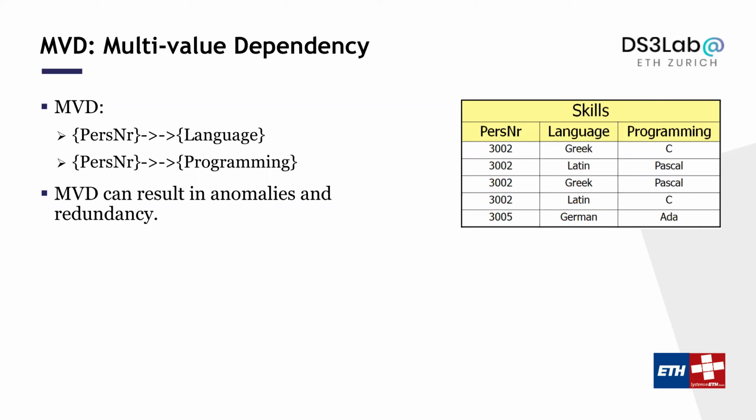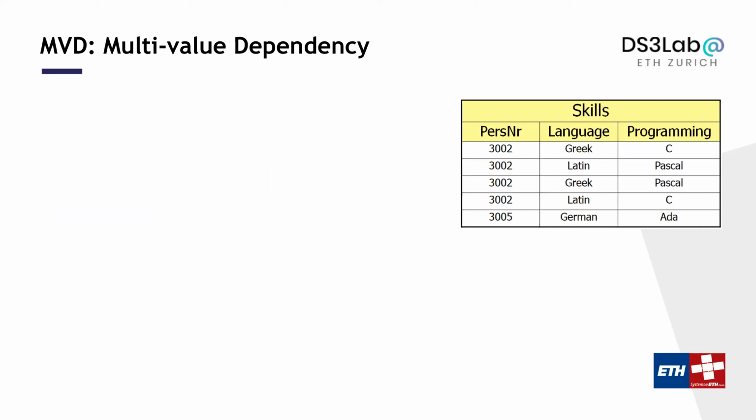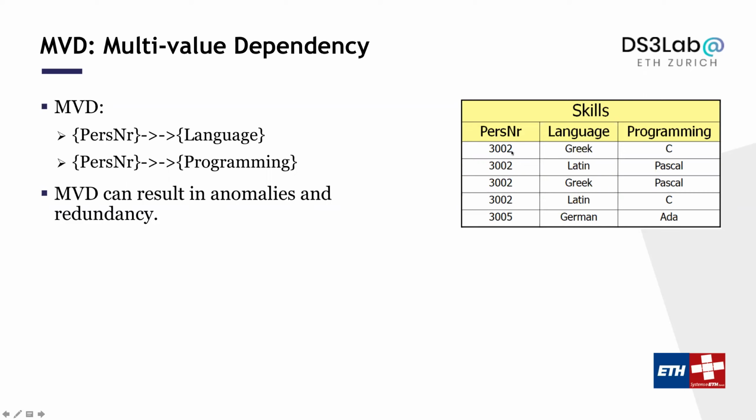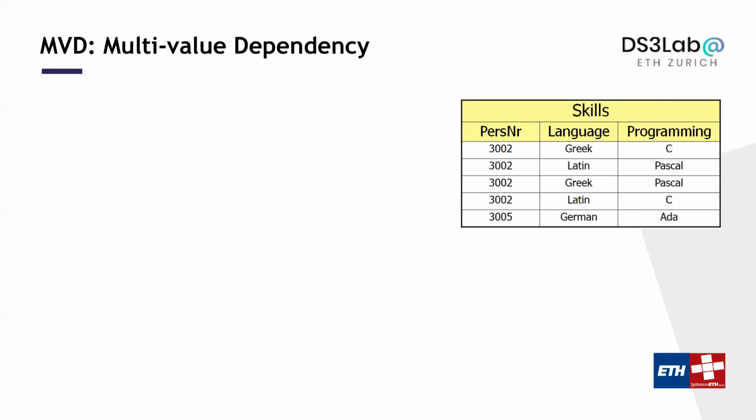Similar to functional dependency, MVD can result in anomalies and redundancies. As you can see, there are redundancies. What if someone speaks a new language? Someone learns English, so 3002 learns English. You need to insert multiple tuples into the relation because you also need to consider all the programming languages that person knows. So that is the source of anomalies that can be caused by multi-value dependency.